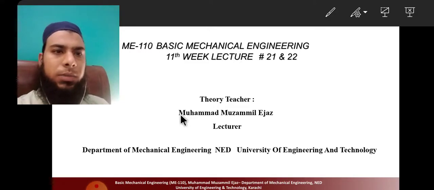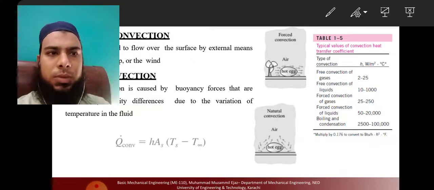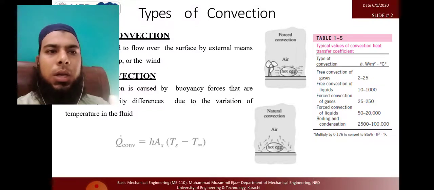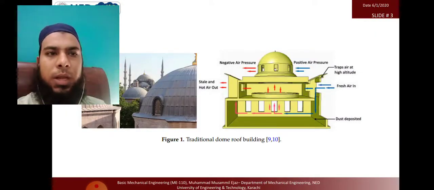In the last lecture, we covered free convection and forced convection and their numericals. Today we will cover numericals which involve both conduction and convection.